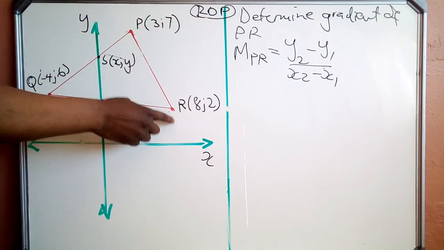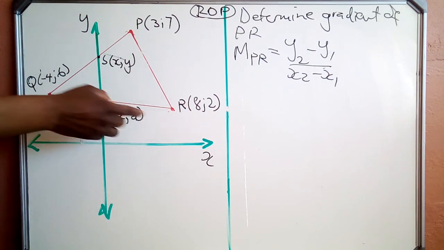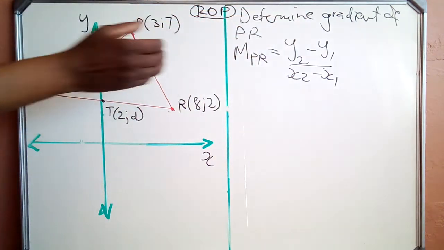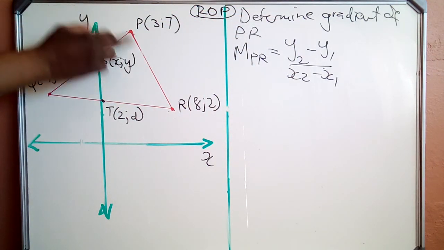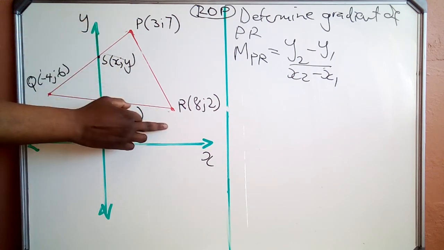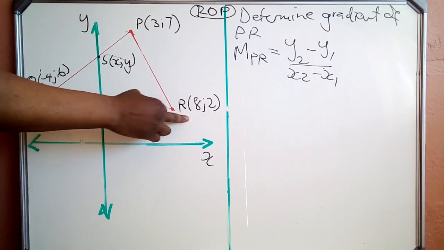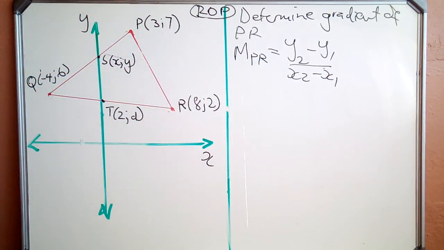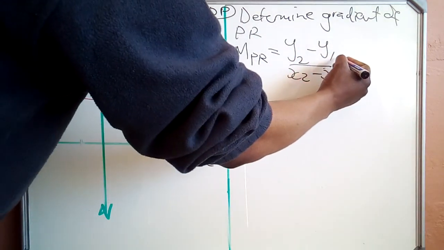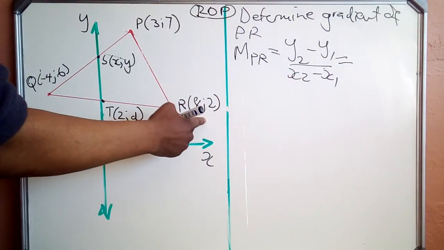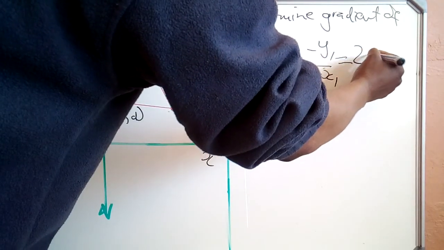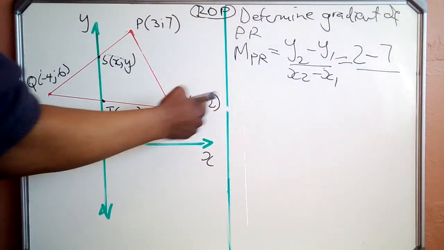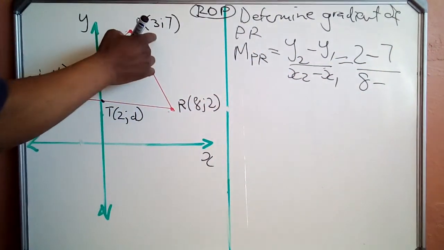So let us punch in there. If you're moving from there to there, this is one way of reminding yourself what your x and y2 will be. If you are saying gradient of PR, it means that we're moving from P to R, therefore R becomes your y2 and your x2, while this one becomes your x1 and y1. So we can quickly substitute: y2 is 2 minus y1, which is 7, divided by x, which is 8, minus the 3 there.